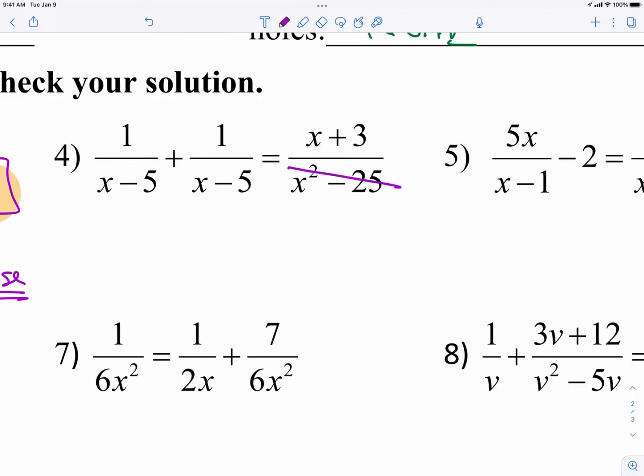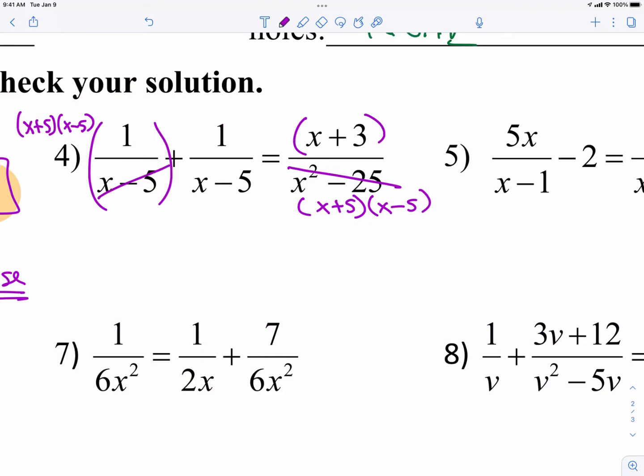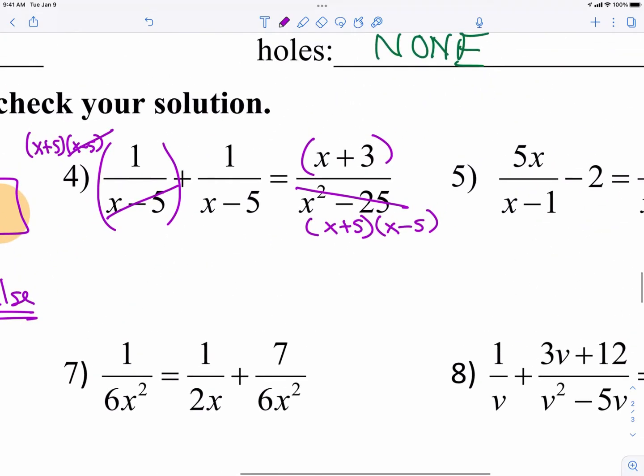Well, the x squared minus 25 will factor into x plus 5 times x minus 5. So this is actually going to be our LCD. So now we're going to multiply each of the fractions by x plus 5 times x minus 5. So if we do that with this first fraction, we're going to get the x minus 5 on the bottom canceling with the x minus 5 on the top, and that leaves us with x plus 5 times 1. Well, that's just going to be x plus 5.